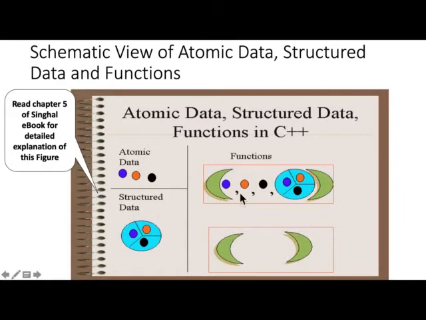Now functions take arguments, and these parentheses mean arguments are being passed to the function. A function may not take any argument. They may take a structured data as an argument, or they can take one or more individual atomic types as arguments. So this is the schematic view of atomic data, structured data, and function. Chapter 5 gives more details.